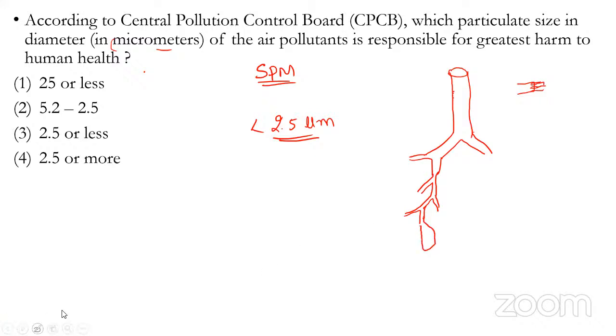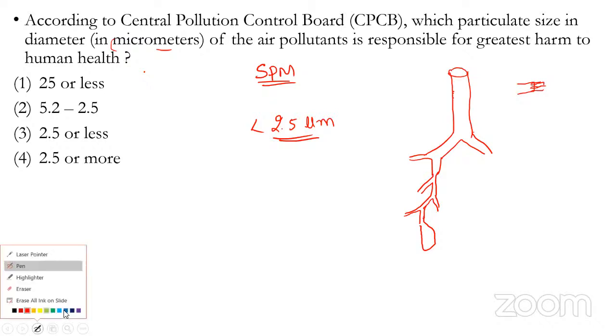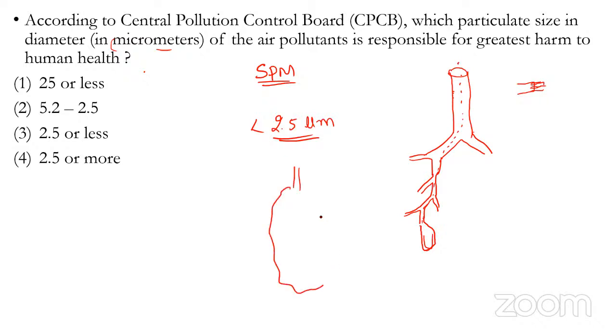It can escape all this and start accumulating inside the alveoli. As you know, alveoli is the place which is responsible for exchange of gases. Because it accumulates inside, it is going to affect the exchange of gases. So the answer should be 2.5 or less. That is third one.